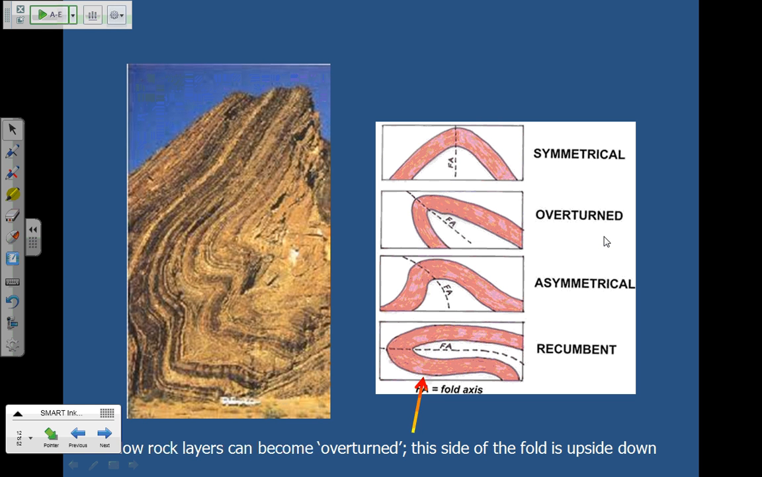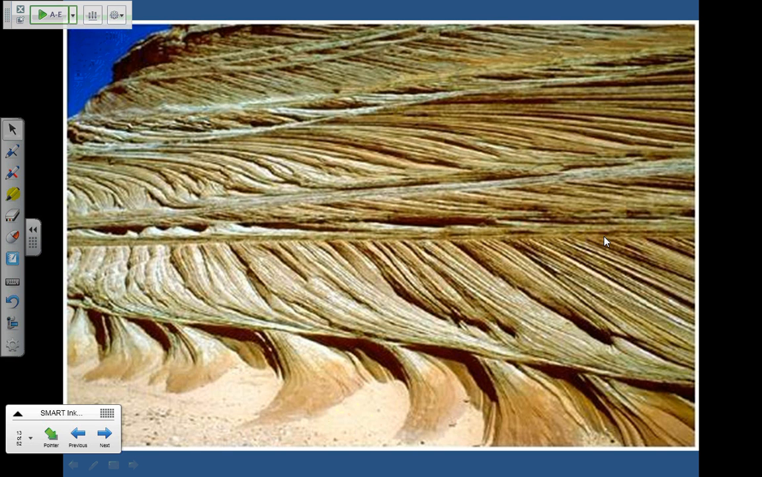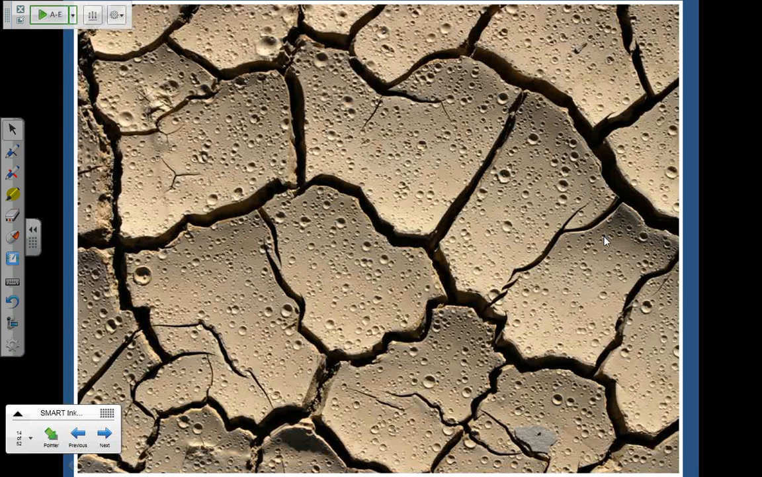You can look at this photo. It's got a nice fold in there, but it can get very complicated. You have to really pay attention to some of this stuff. Okay, here are our cross beds. Okay, and here are our mud cracks again.